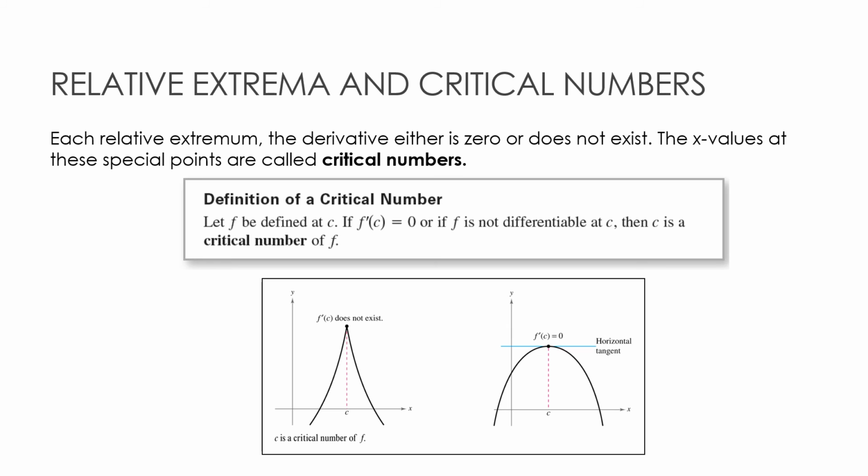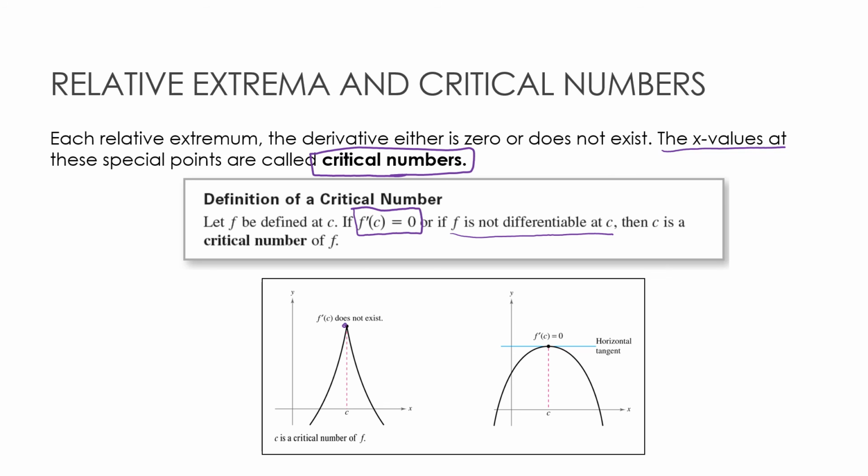So at each relative min or max, or at the relative extrema or extremum, the derivative is either 0 or does not exist. So we just looked at an example of each, one where it was 0, one where it does not exist. Those x values, as I mentioned previously, are called critical numbers. So critical numbers are important because once we're able to find those, then we're able to determine if it's a min or a max. And that's essentially what we're leading up to by the time we get to the end of section 3.4. So again, the definition of a critical number is that f prime of c equals 0, or f is not differentiable at c, therefore it's a critical number.